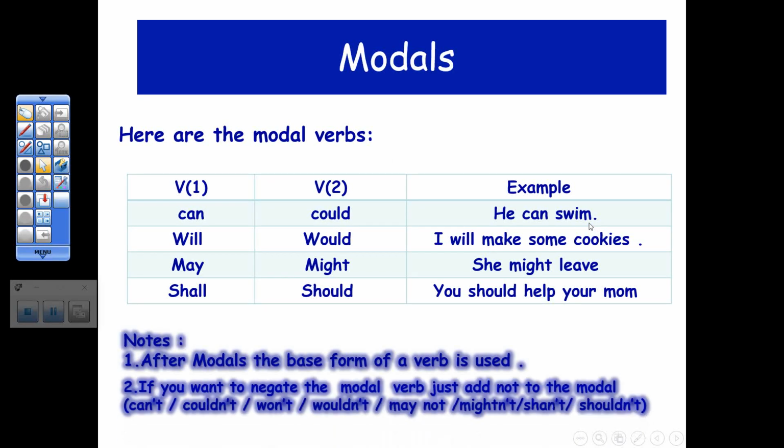The second note is, if you want to negate the modal verb, just add not to it. So can plus not, can't; could plus not, couldn't; will plus not, won't; would plus not, wouldn't; may plus not, may not; might plus not, mightn't; shall plus not, shan't; should plus not, shouldn't.